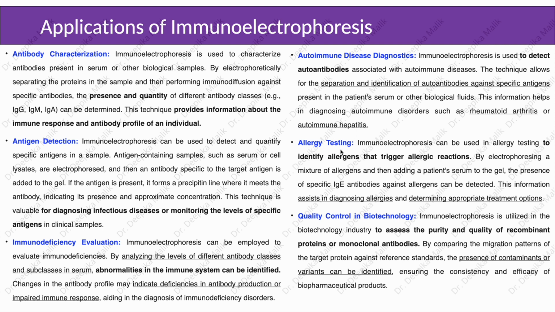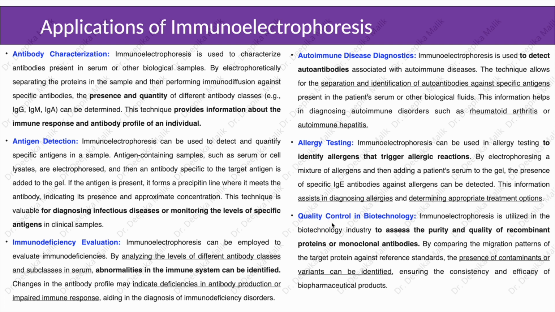Allergy testing. Immunoelectrophoresis can be used in allergy testing to identify allergens that trigger allergic reactions. By electrophoresing a mixture of allergens and then adding a patient's serum to the gel, the presence of specific immunoglobulin E antibodies against antigens can be detected. This information assists in diagnosing allergies and determining appropriate treatment options.